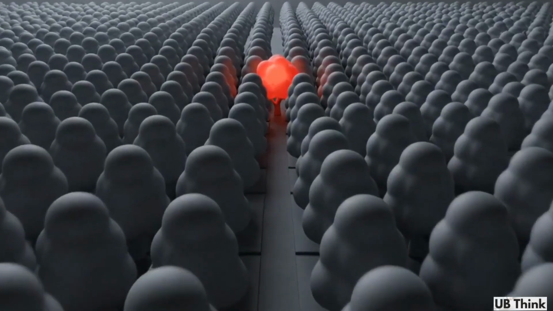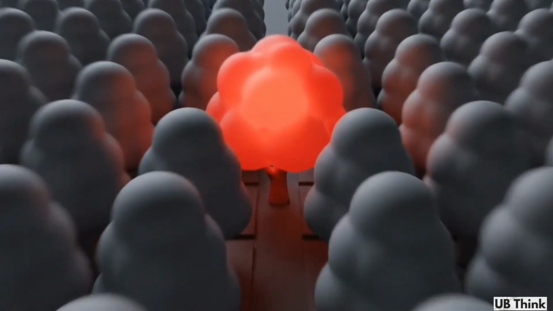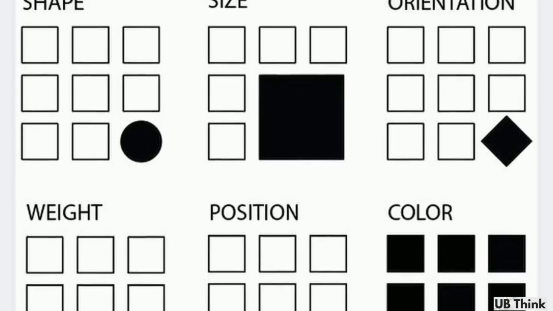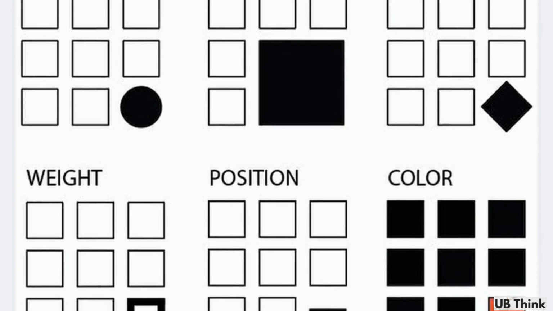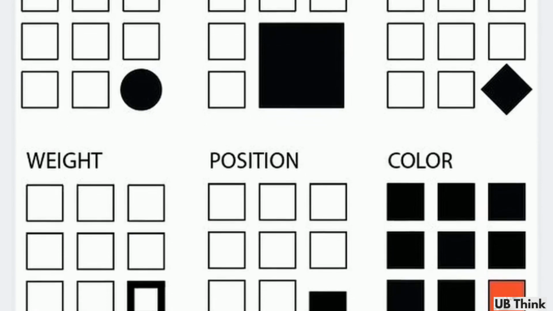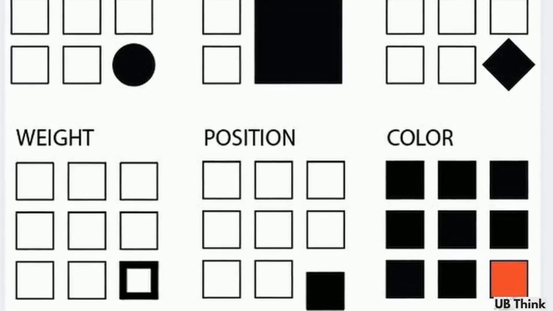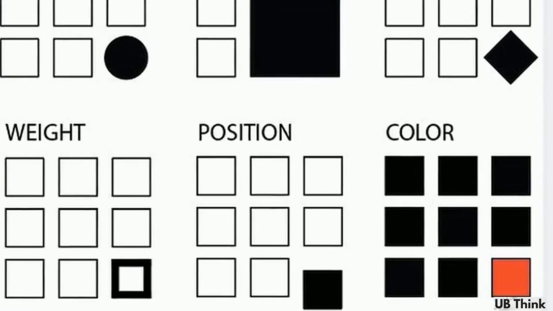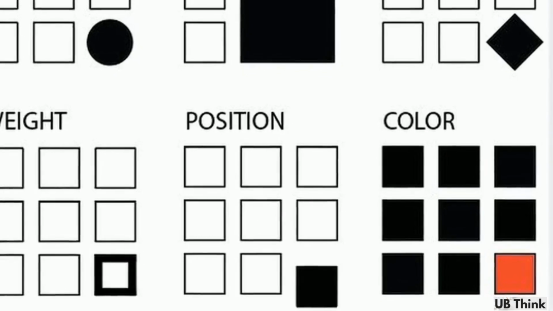When an object stands out from the features around it, it acts as a magnet for the brain's attention system. Specific variables trigger this automatic draw. As shown, when an object's shape, size, or orientation breaks the pattern, the eyes lock onto it. The effect is stronger with weight, position, and color. This red square represents an outlier. The visual system cannot help but prioritize.